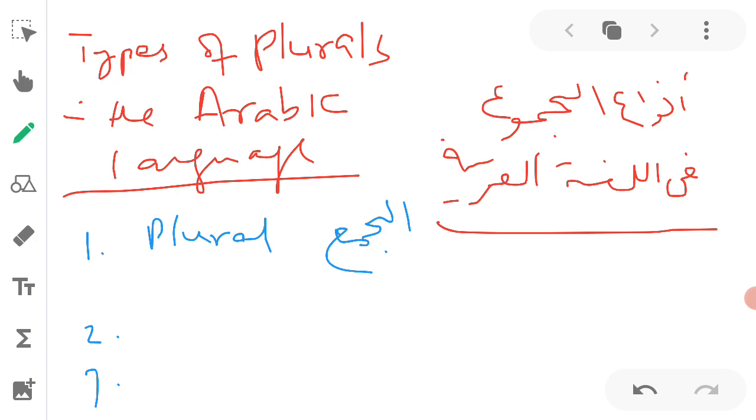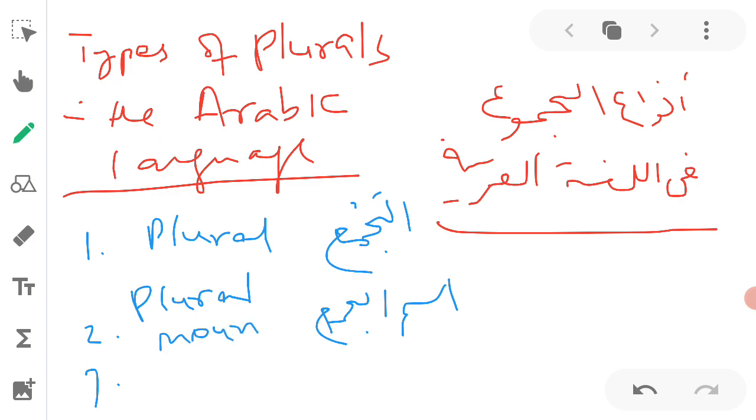jam'. And the second one is ismul jam'. Ismul jam'. I don't know what they translate it as in English, but I'll just literally translate it. So, plural nouns. That's the second type of plurals in Arabic language.